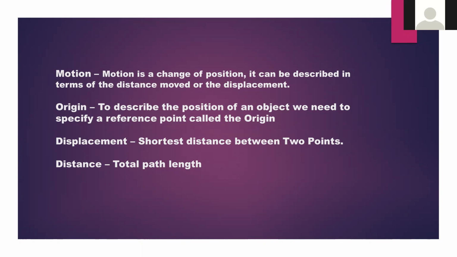Okay, now displacement. Displacement is the shortest distance between 2 points, and distance is the total path length. Don't confuse between displacement and distance. Displacement is the shortest length between the 2 points, and distance is the total path length, the total covered distance.